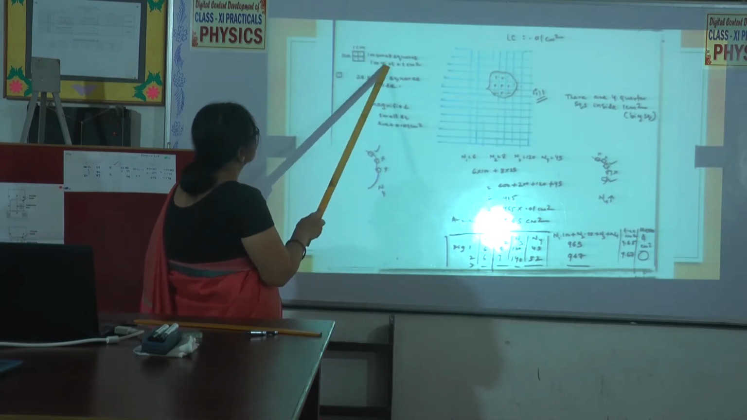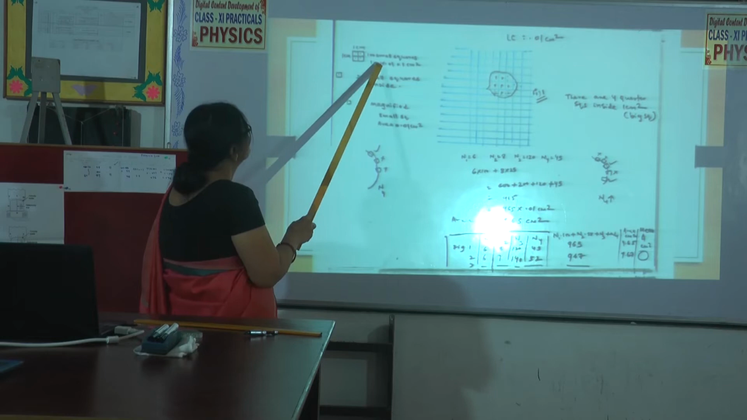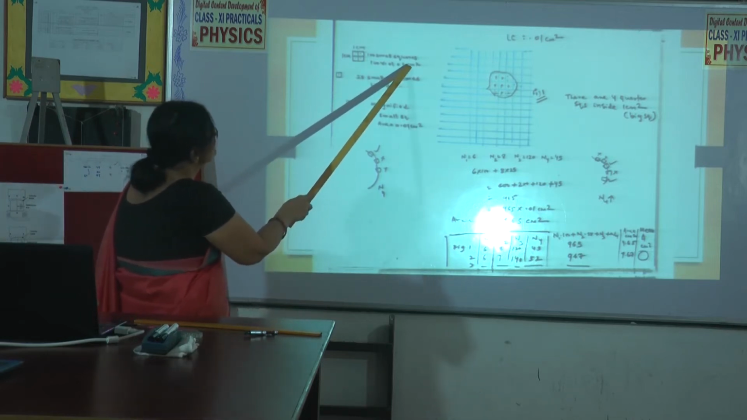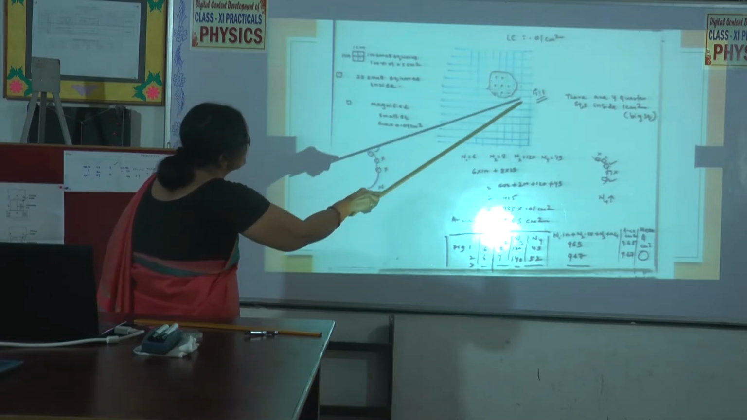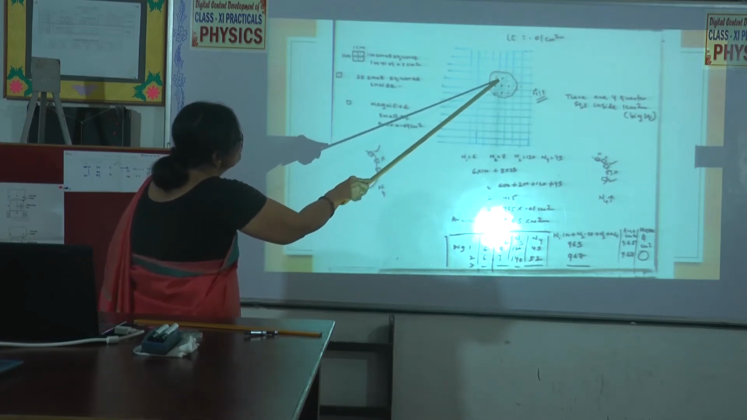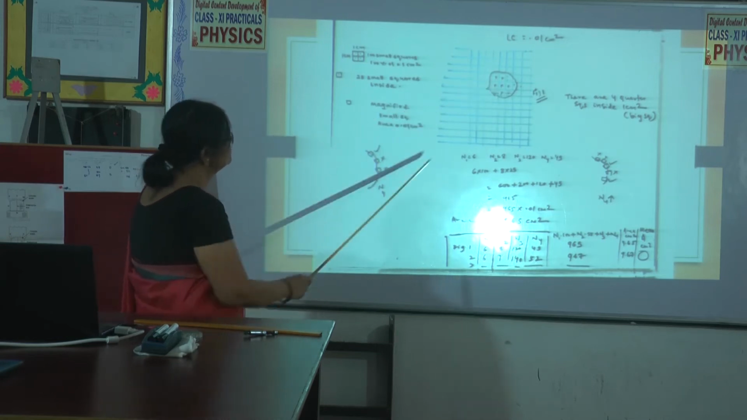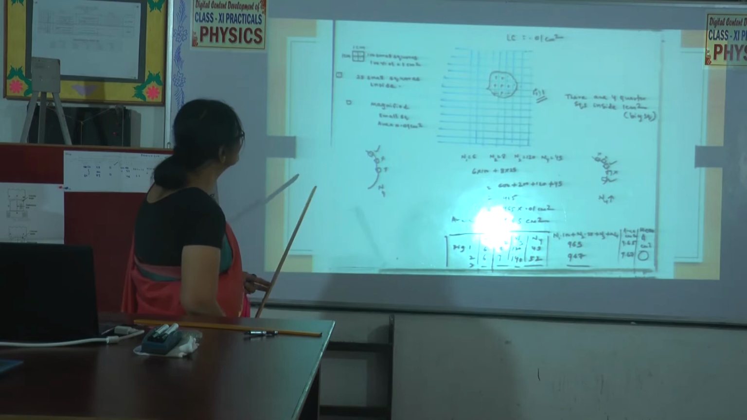The one big square has an area of 1 cm into 1 cm. It has how many small squares? 100. So this area is 1 cm square. So how many 1 cm square areas are there in this figure I have drawn? What is the number of the big squares? 6.